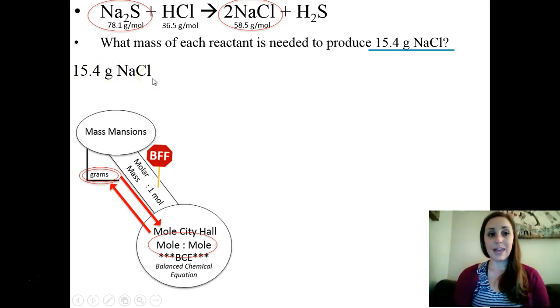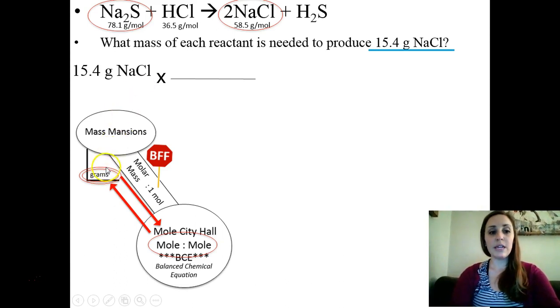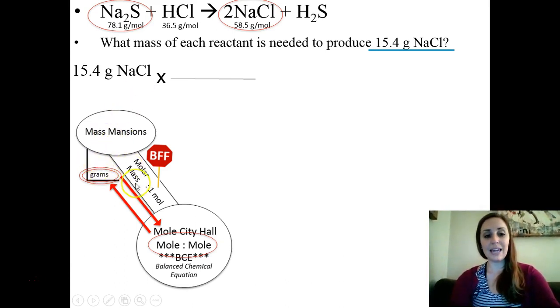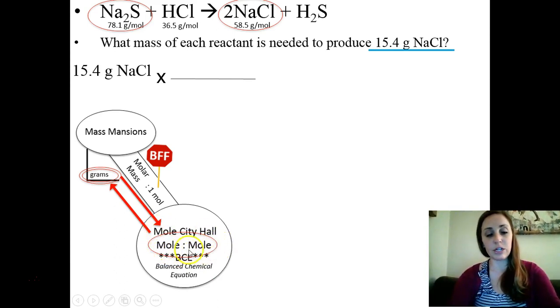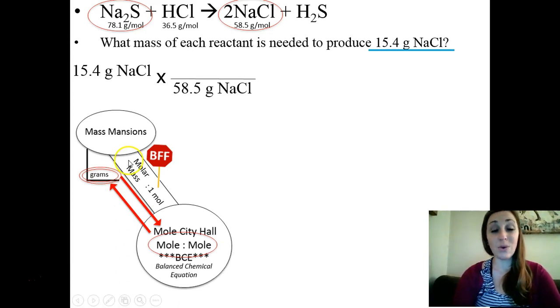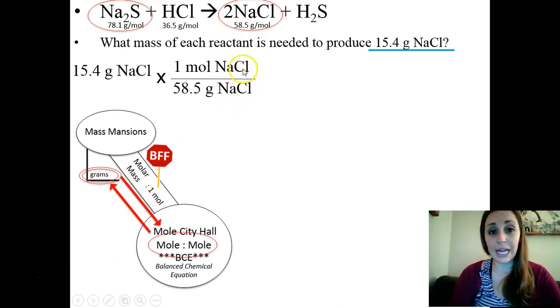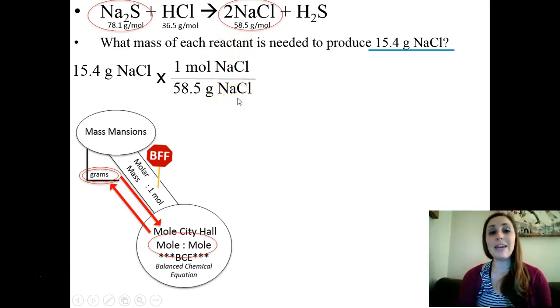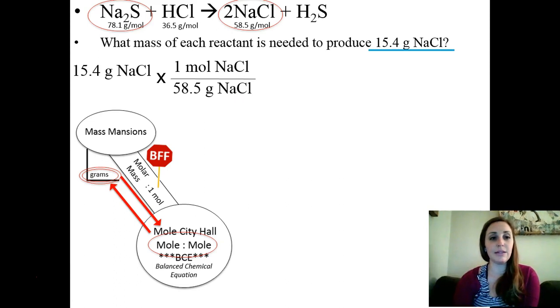Once you've written your known, then you do your X line. So we're in grams of sodium chloride. We need to get to Mole City Hall so we can do a mole to mole conversion. So the first thing we do is we use this road. We have to divide by the molar mass of what we have. So we've already written that down to be 58.5 grams sodium chloride. Remember, you always divide by the first thing you see. And multiply by 1 mole, and that's 1 mole of sodium chloride. Whenever you're on the road, then the formula has to be the same on the top and bottom. So that's why this is all sodium chloride. All right, so if you have a unit and a formula that's the same, you can cancel them.